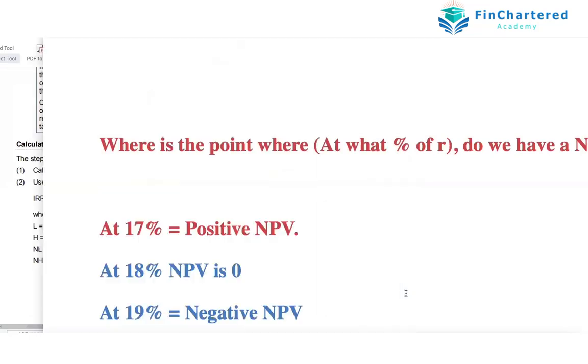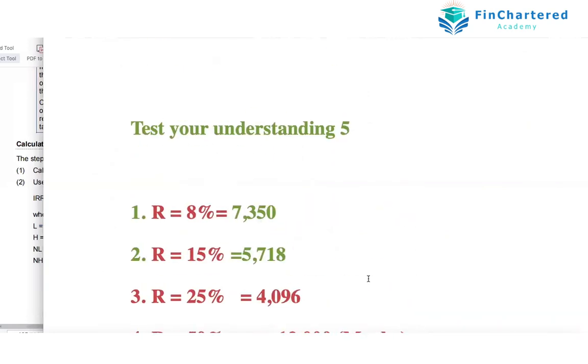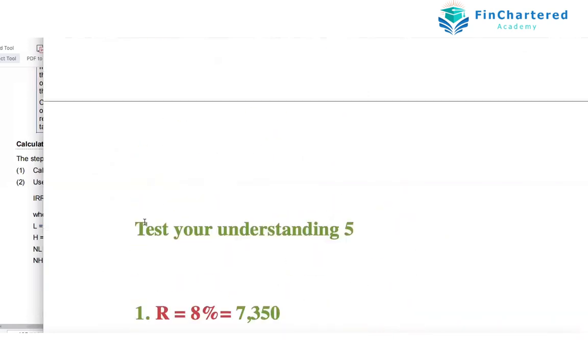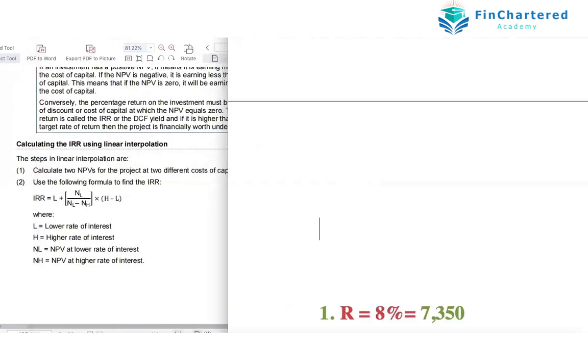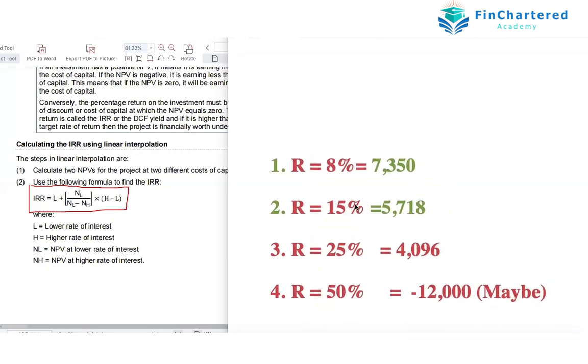And the IRR formula is what? The IRR formula is, as you can see, IRR is L. This is the formula, where you will take two rates, the lower one and the higher one. You know, at 25% you are positive, so this can be your lower rate. And you know, at 50% you are negative, so this can be your higher rate.